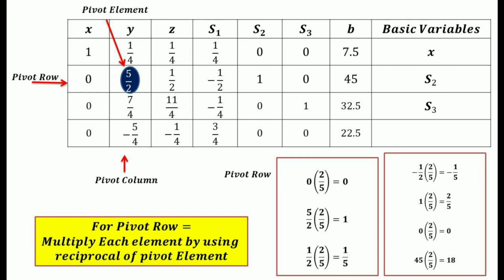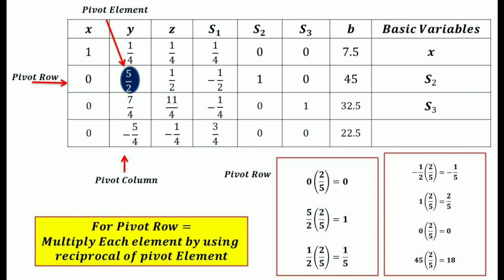Now the new table can be created by identifying new possible optimal solution. How can we create the new table? See, first we consider the pivot row. So here the pivot second row is considered as a row containing pivot element, or it is the pivot row. So which can be transformed to new row by dividing each element with pivot element or by multiplying reciprocal of pivot element. Here the reciprocal of pivot element is 2 upon 5.